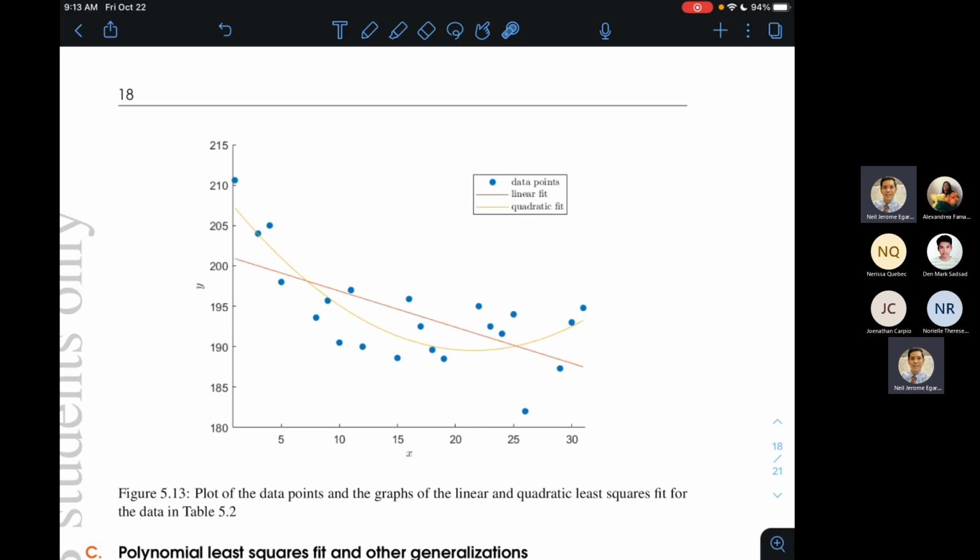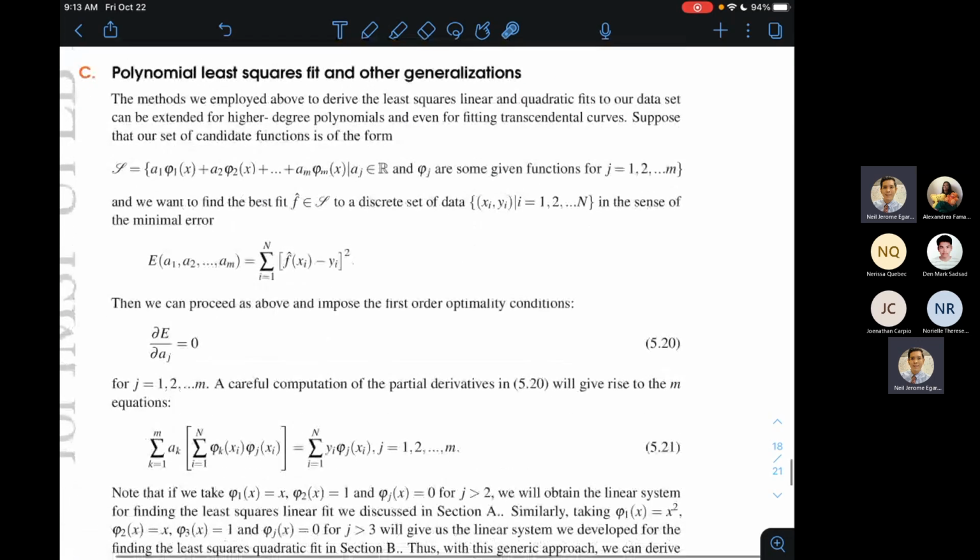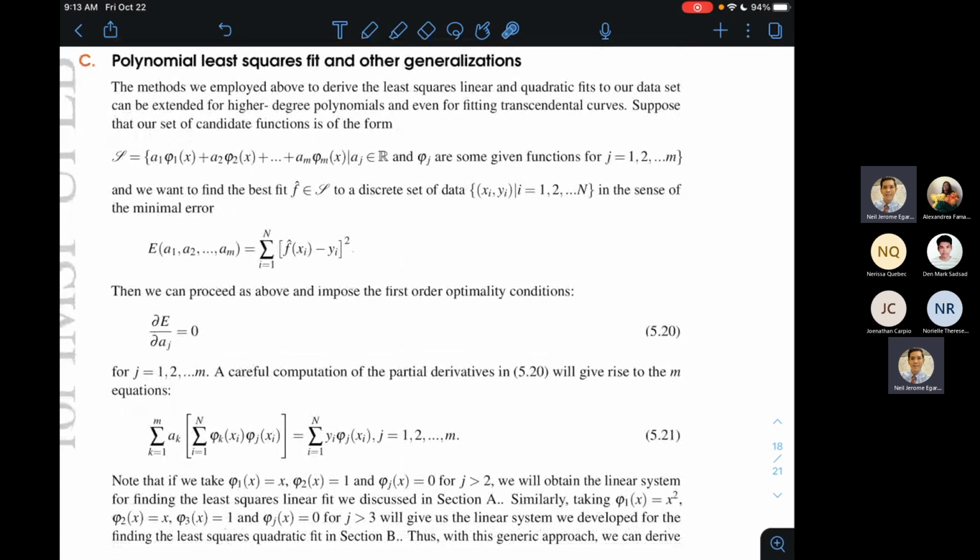Halimbawa, gusto mo magkaroon ng degree 10 na curve fit, or you want say an exponential or a linear fit. So paano siya ginagawa? The process is very similar because the extension of what we did is natural. Mula dun sa linear, quadratic, papunta sa iba pang mga klase ng mga functions. So let's take a quick look at how it is done in general. So halimbawa, yung class S of candidate functions natin, ganito yung itsura. Linear combination siya ng sum ng ilang mga functions, okay?